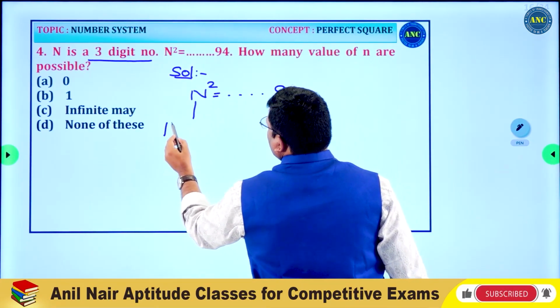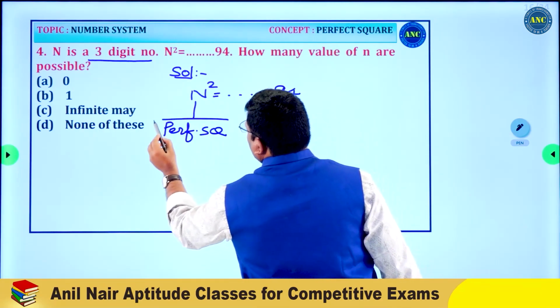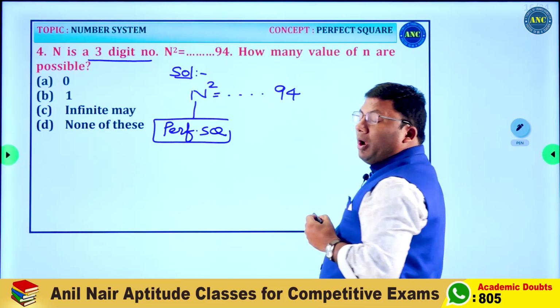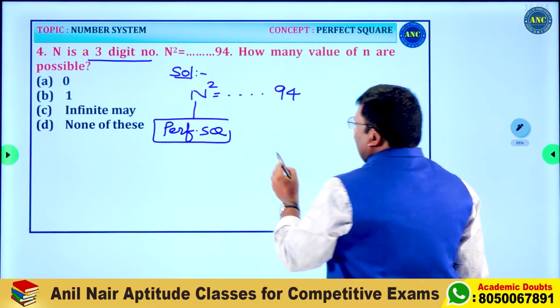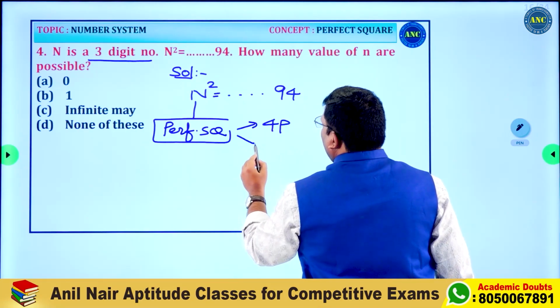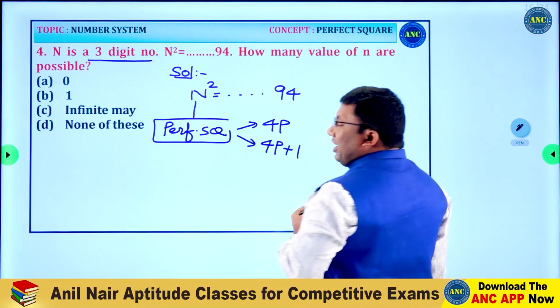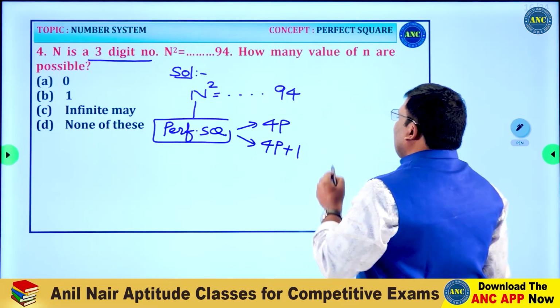Left-hand side is a perfect square. What is the property of a perfect square? It has to be either divisible by 4 or it should give a remainder 1 when divided by 4.